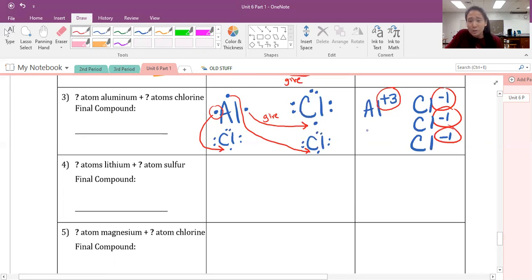So what's the ratio then between aluminum and chlorine? For every 1 aluminum, I need how many chlorines? 3. So then how would you write it over here? I need 1 aluminum for every 3 chlorines. Remember, we don't write 1. So it looks like what? Al, Cl, and we need 3 of them. So we always put a little subscript on the bottom to indicate how many of those elements we need to create a neutral compound, okay?